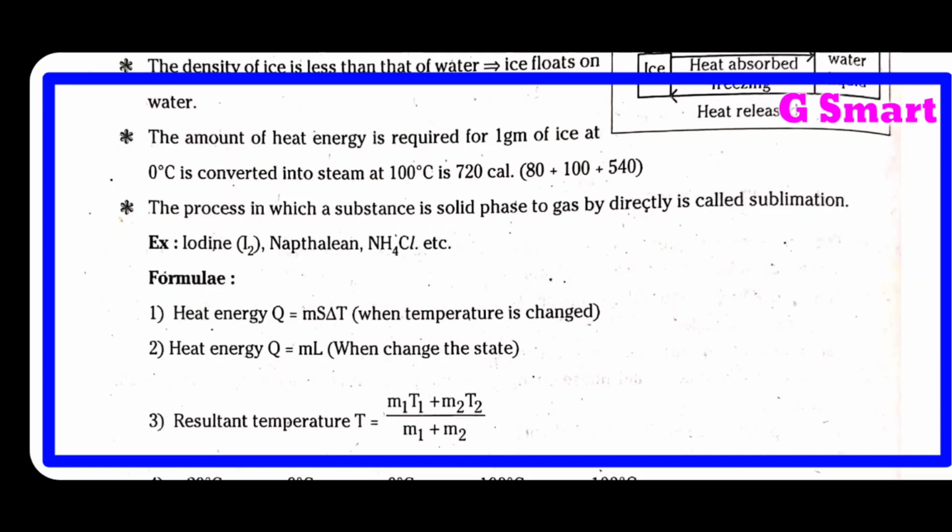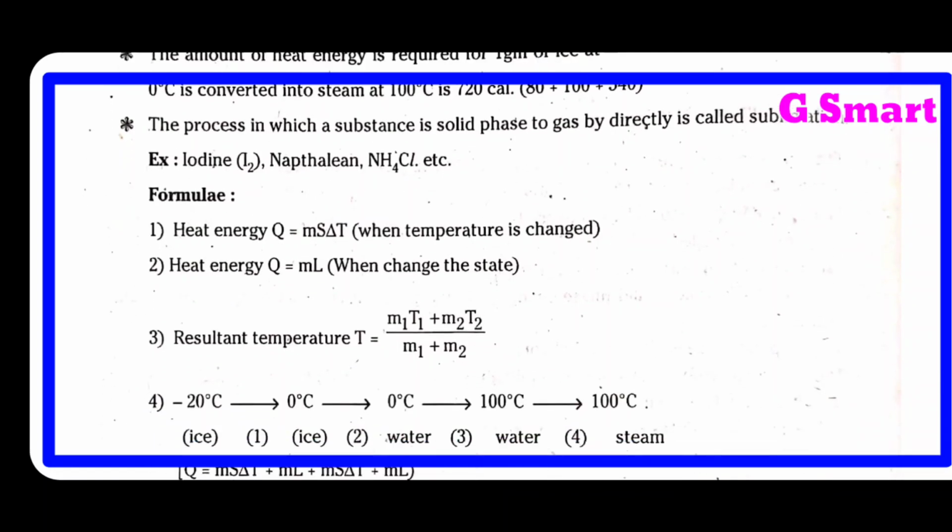The process in which a substance changes directly from solid phase to gas is called sublimation. Examples are iodine, naphthalene, etc. Now, important formulas in this lesson, once again.